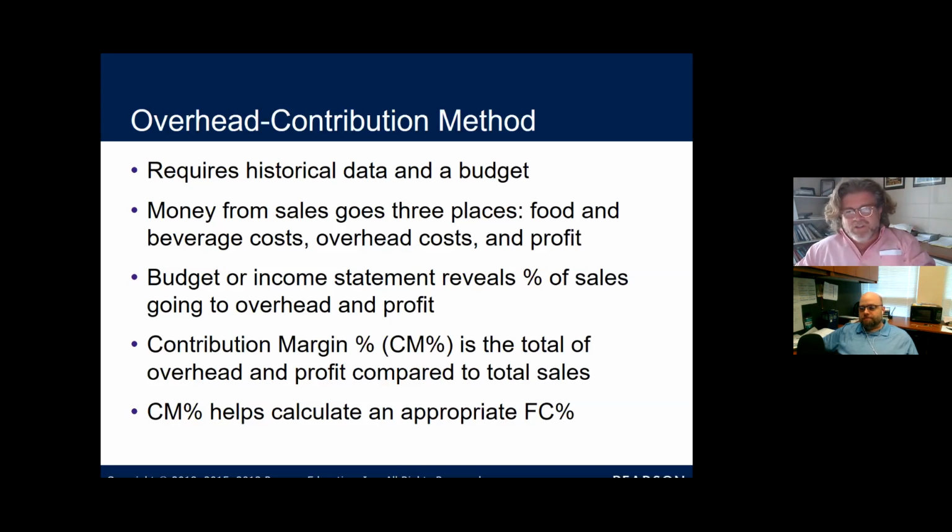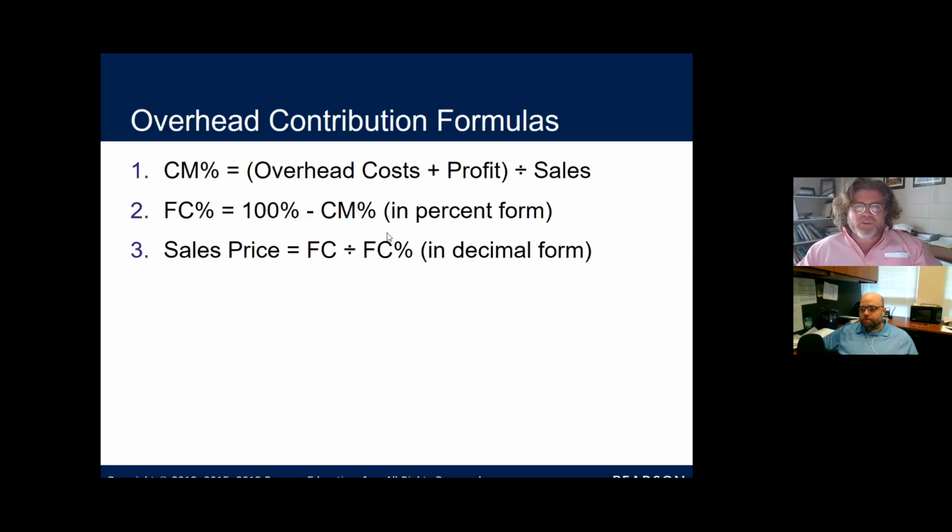We take the overhead, we take our desired profit, and we compare that to our sales, and the difference becomes the food cost percentage. The contribution margin is the cost it takes to operate the restaurant, plus the amount of profit I want to make, divided by how much I sell, my revenue. The food cost is 100% minus the contribution margin.